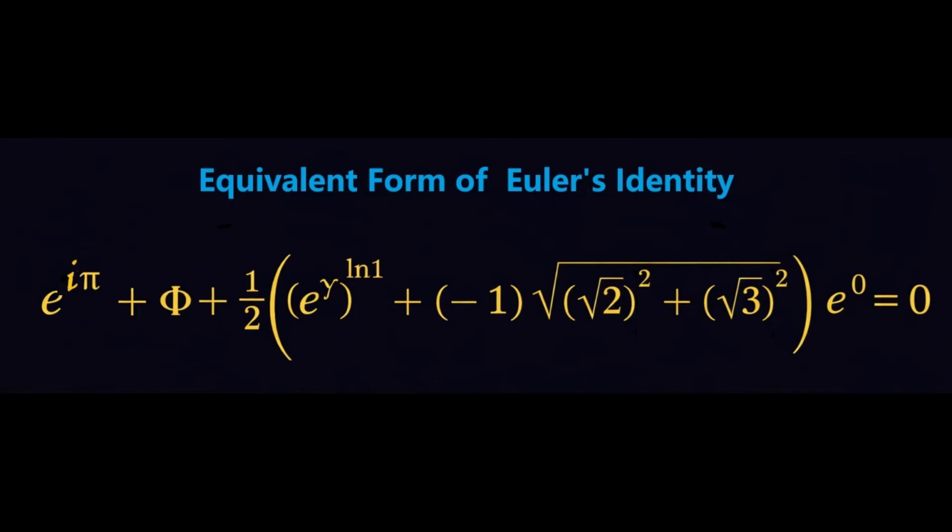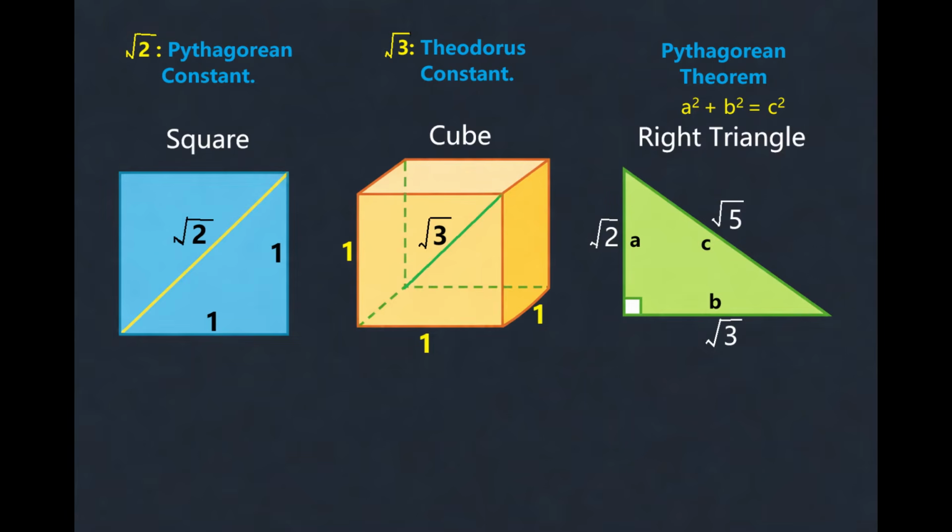Let's now connect this equivalent form of Euler's identity to geometry. Because long before these numbers appeared in equations, they first appeared as lengths. The Pythagorean theorem. Everything here begins with the Pythagorean theorem. In a right triangle, the sum of the squares of the two legs is equal to the square of the hypotenuse. This single relationship, simple, visual, and exact, is the gateway from whole numbers to irrational numbers.